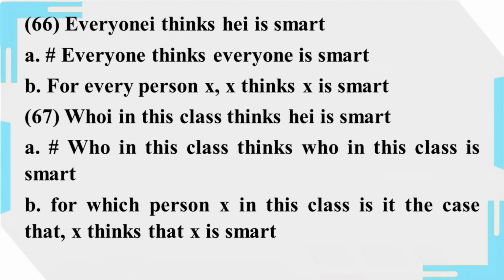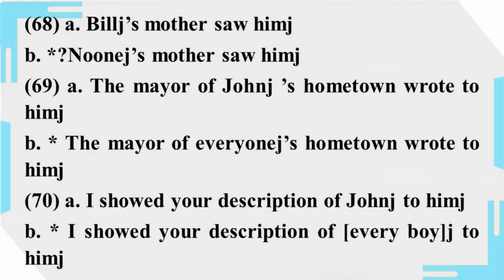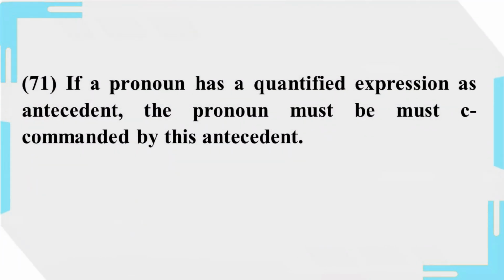These cases show something else that is special. Consider the following pairs. Bill's mother saw him. No one's mother saw him. The mayor of John's hometown wrote to him. The mayor of everyone's hometown wrote to him. I showed your description of John to him. I showed your description of every boy to him. The difference arises because of the following principle we'll not investigate here. If a pronoun has a quantified expression as antecedent, the pronoun must be C-commanded by this antecedent.